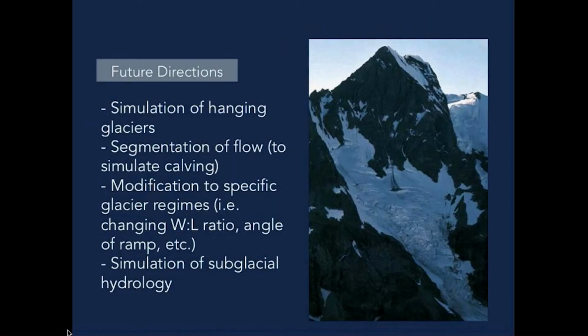And then also along those lines, we can think of maybe segmenting the flow or cutting it off somehow to think about how icebergs, like the one I showed in the initial image, might change over time. And then we also might think of modifying the setup to be specific to a particular glacier regime. So if there's a particular ice sheet, this might be another way to learn a little bit more about it in a slightly different way.